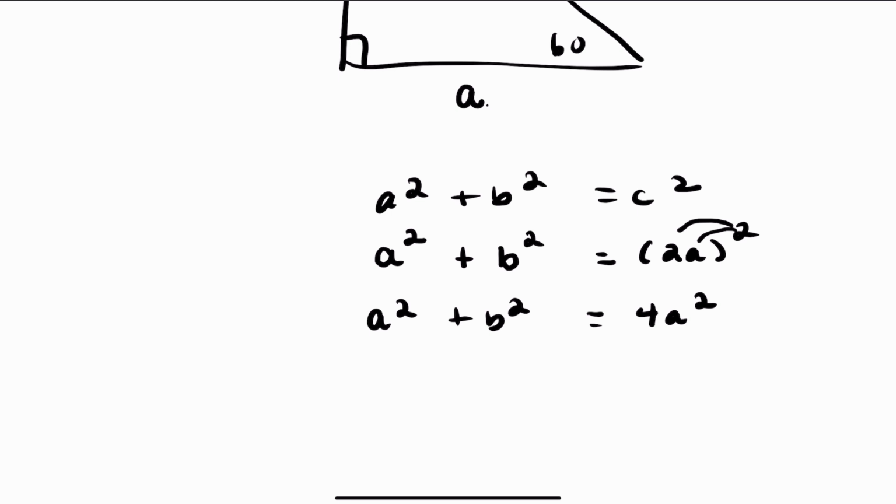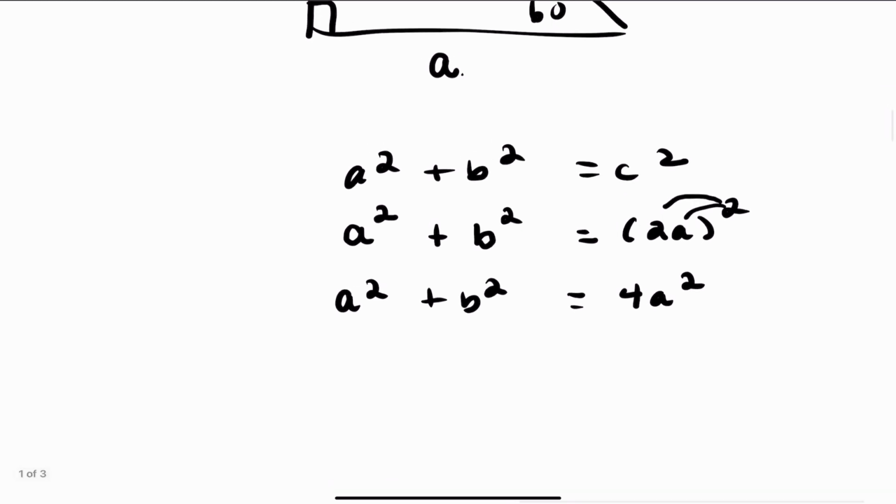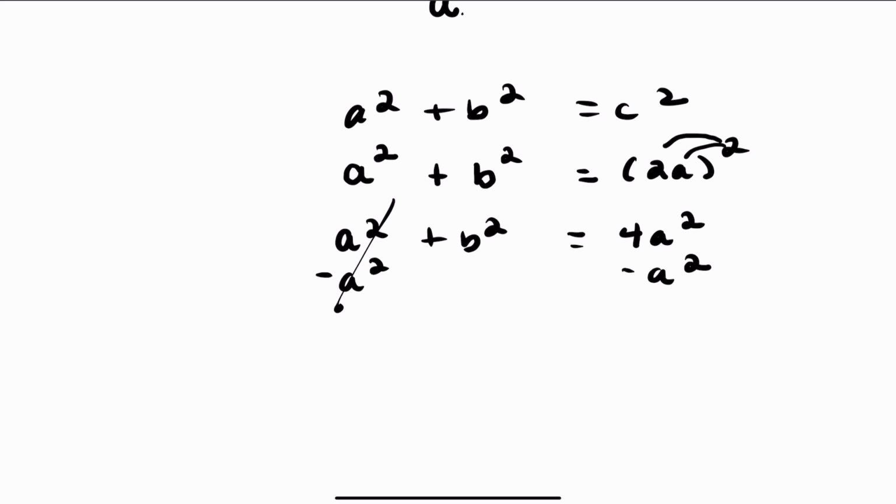Okay? So now I'm going to subtract, because I need to get B squared by itself, right? I'm going to subtract A squared from both sides. So this will go away on the left-hand side of the equation, and that's going to give me B squared, which is equal to 4A squared minus A squared. So it's 4A squared minus 1A squared. That's 3A squared. Okay?